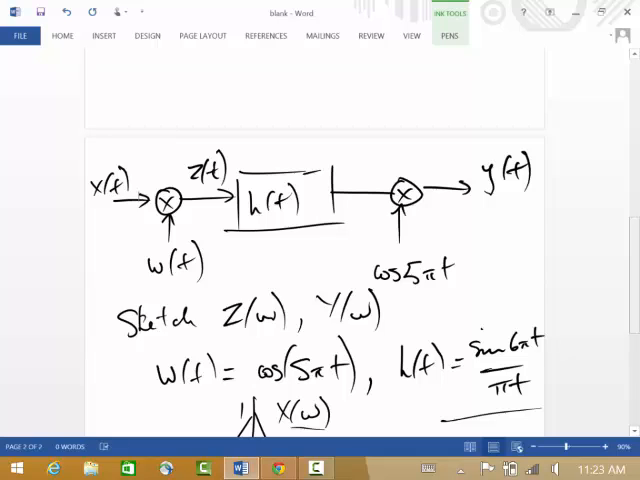Well, it's not a square wave because it's not periodic. It's not periodic. No, it's a filter. Okay, it's a rectangle. It's a low-pass filter, sure.